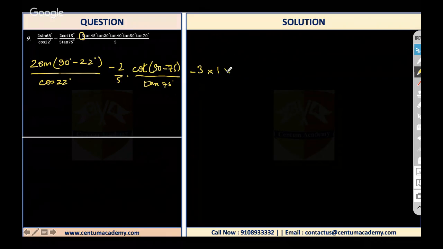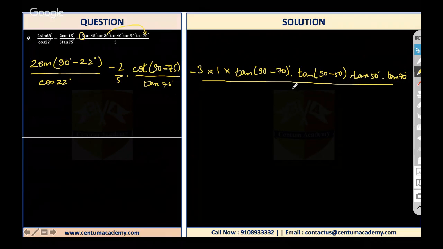Okay, and then you write tan 20. Tan 20, can you see there can be a pairing done? Tan 20 and tan 70. So tan 20 can be written as tan of 90 degrees minus 70 degrees. Then tan of 40 can be written as tan of 90 degrees minus 50 degrees. And the rest is tan 50. Don't touch it. If you change this also, then the purpose gets defeated. So don't use complementary here. And then tan 70 degrees. Okay, divided by 5. So the entire thing gets divided by 5.